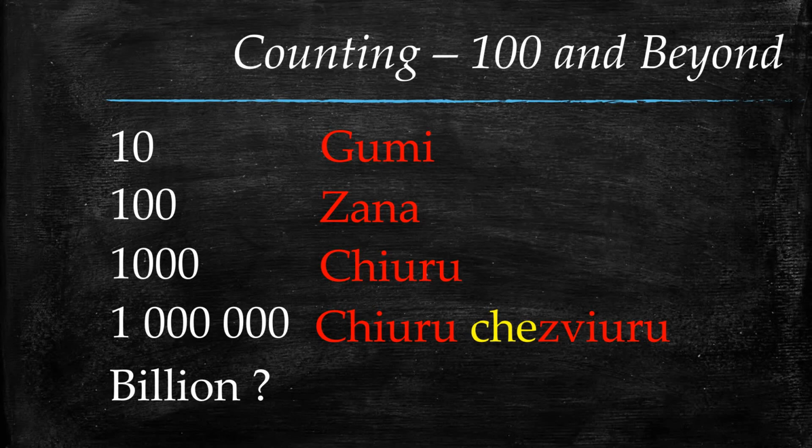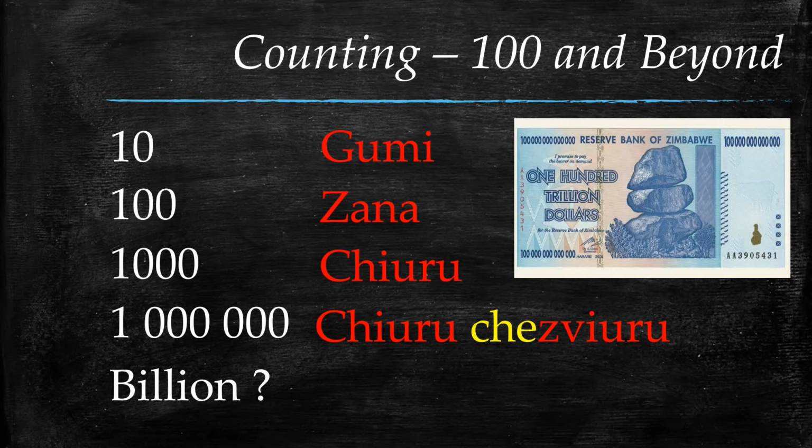And 1,000,000,000, I'm not sure if the Shona people in the old times used to count that far. But now we do, even trillions and zillions. But a trillion is just a trillion. I'm not aware of any Shona equivalent.